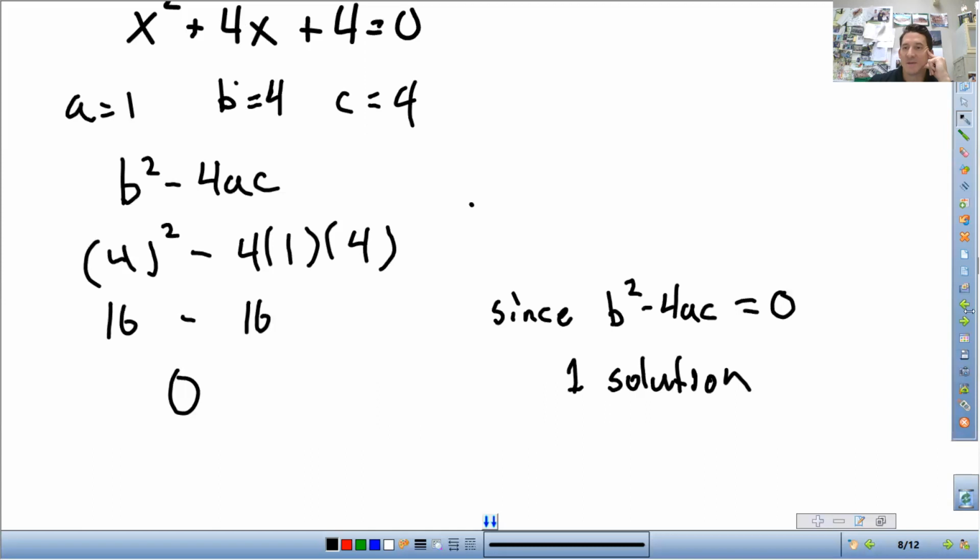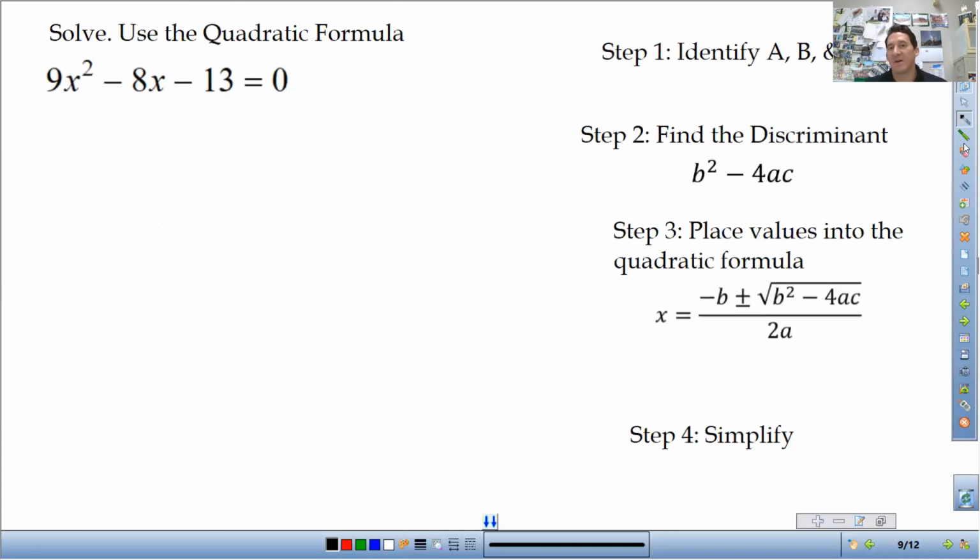All right, let's actually move on to now putting this all together into the actual quadratic formula. So we're going to use the quadratic formula to solve. First step is the same. We're going to identify A, B, and C. I think it is important to still use the discriminant because that's going to make this last part not as messy when you're going through here. So first it's going to be A is 9, B is negative 8, C is negative 13.